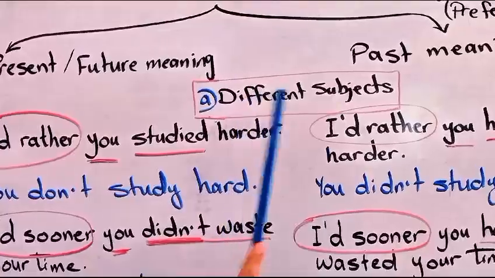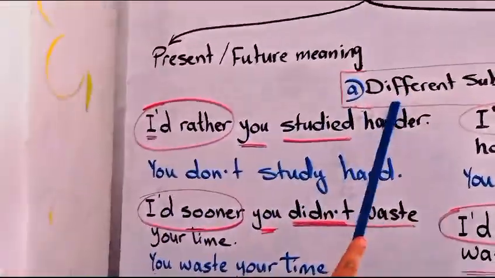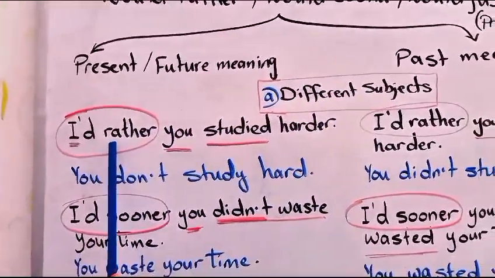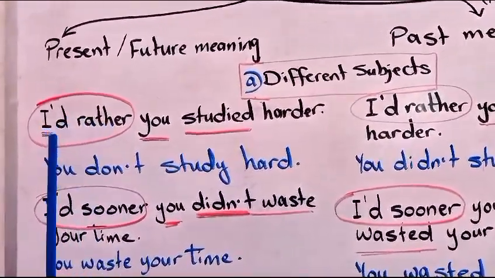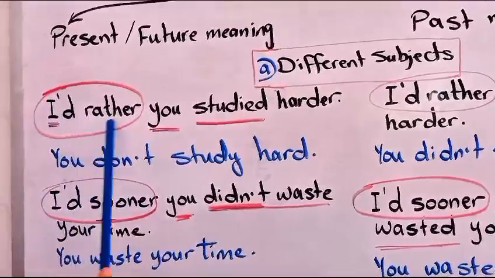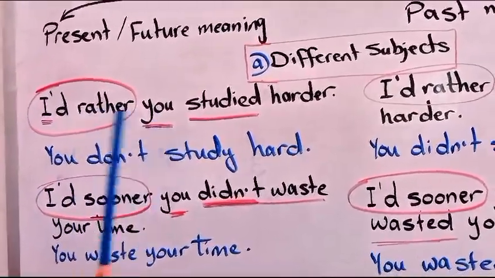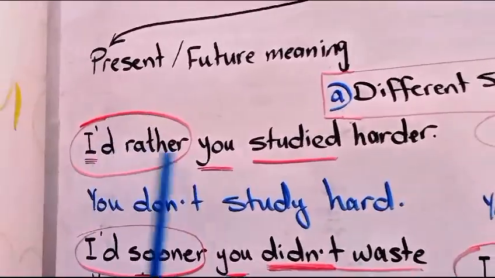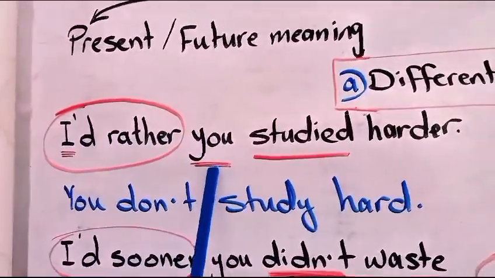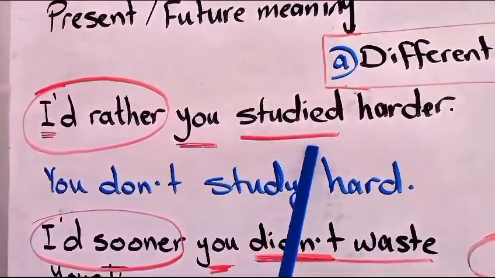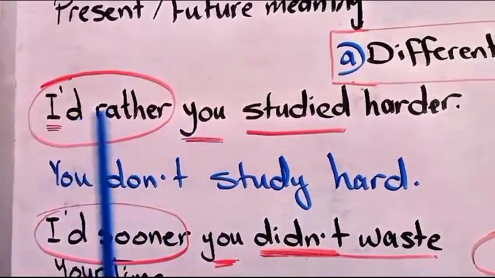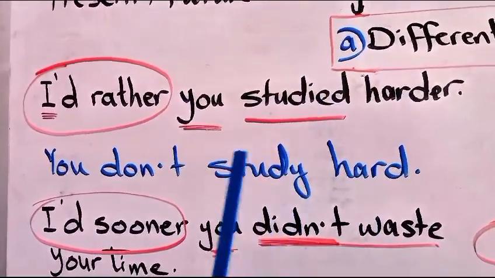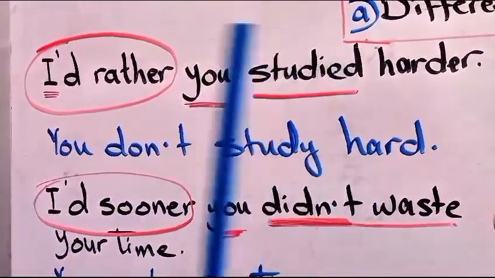When I have different subjects with would rather, or would sooner, or would just as soon, I use the expression I'd rather, and then the second subject. I have here two subjects, I and you. I'd rather you. I use the past simple to express present meaning. I'd rather you studied harder, which means you don't study hard.